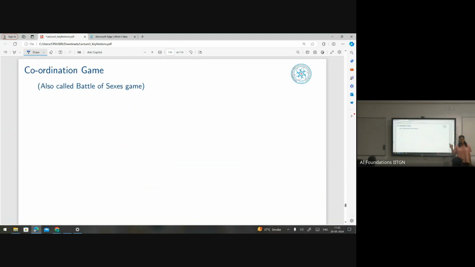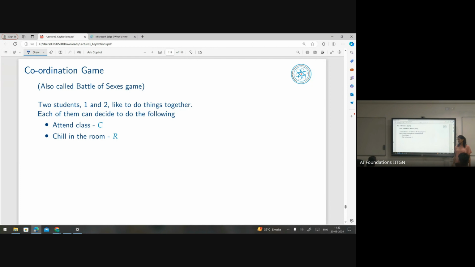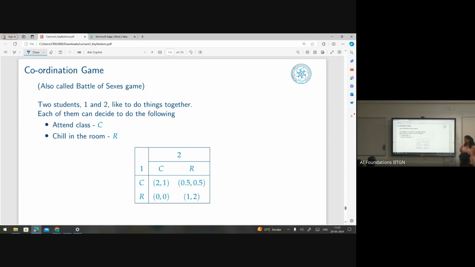So there is one more game that we had seen before, the chilling in the room and going to class game. That's also called a coordination game. It's also called the Battle of the Sexes game. For those of you who don't remember, we have two students who like to do things together. Each of them has to make one of two decisions: they either want to attend the class or relax in the room. So C for class and R for room.